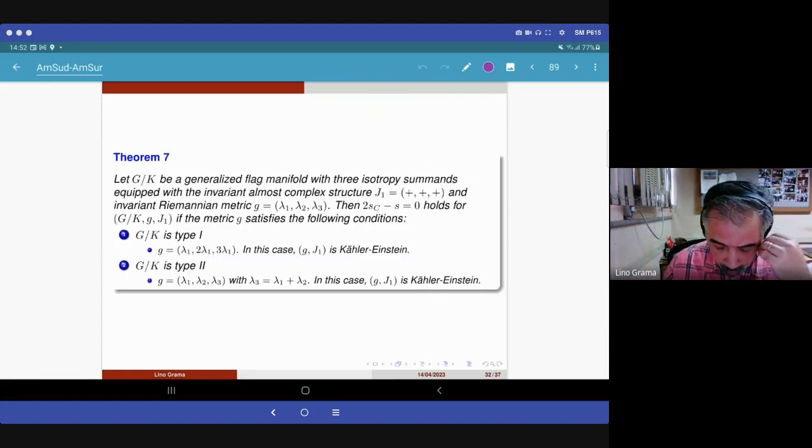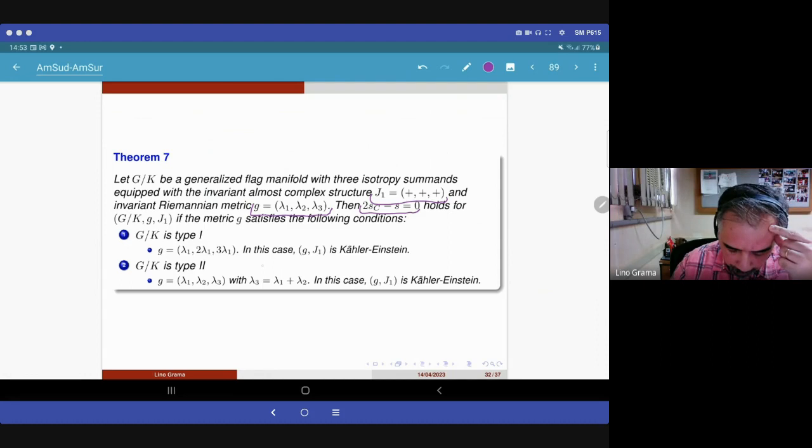Now I will state some 4 theorems, one for each almost complex structure. If I put this J1, this is integrable. This is an invariant almost complex structure, and now I pick the Riemannian metric with 3 positive numbers, and I impose this condition. The metric satisfies the following condition.